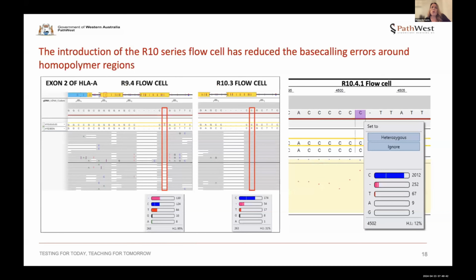As claimed by Oxford Nanopore, there was a reduction in the homopolymer errors. So here we see in 9.4 flow cells, we see the inability to really call the bases around the homopolymer regions. We saw an improvement with the R10.3 flow cell, and then with 10.4.1, we really had no issues assigning bases around the homopolymer regions. And that was really due to the improvement in length of the pore and the ability to sequence through those homopolymer regions.